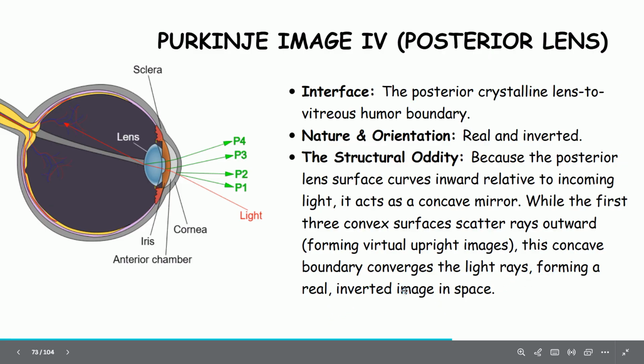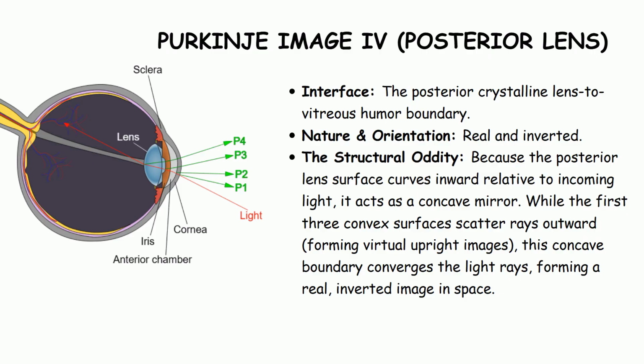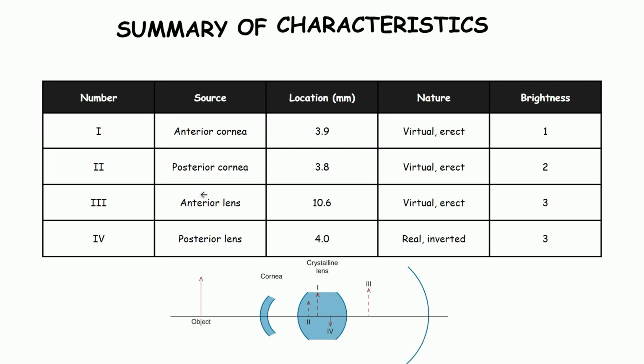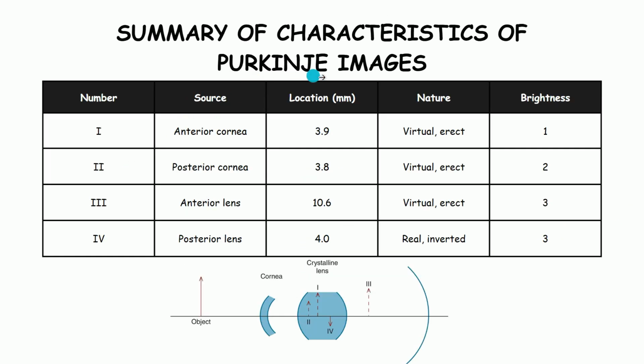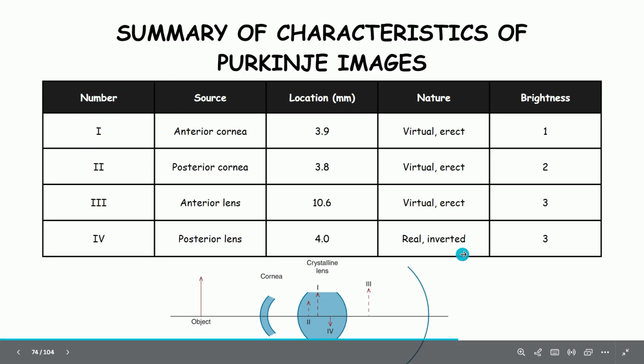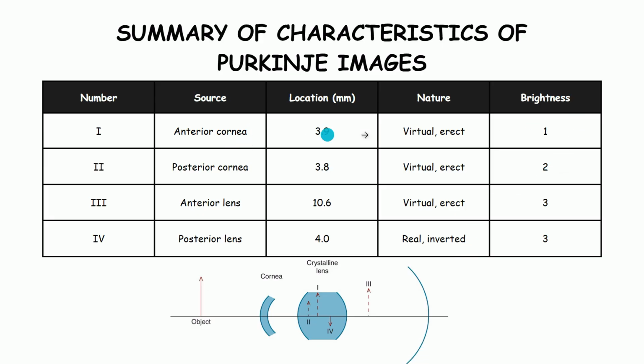This connects to our earlier discussions. And if the question is what Purkinje image produces the smallest image, that would be Purkinje image 4, the smallest image. And then this is the summary of the characteristics of the Purkinje images. Here we see that 4 is the only real and inverted one, the anterior cornea is the brightest, while 3 and 4 are the dimmest.